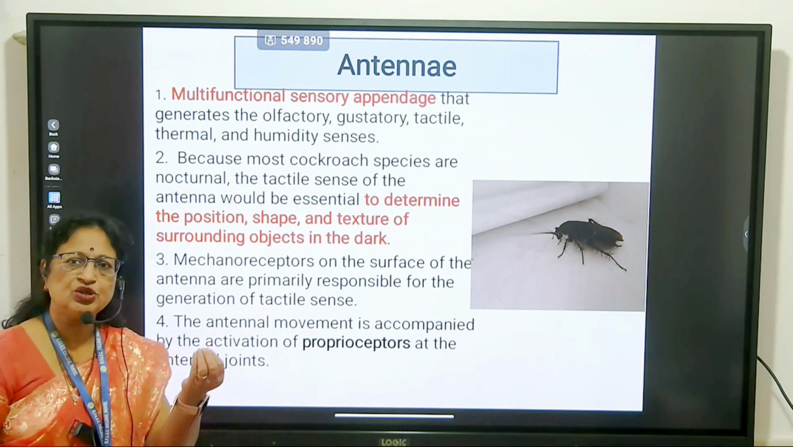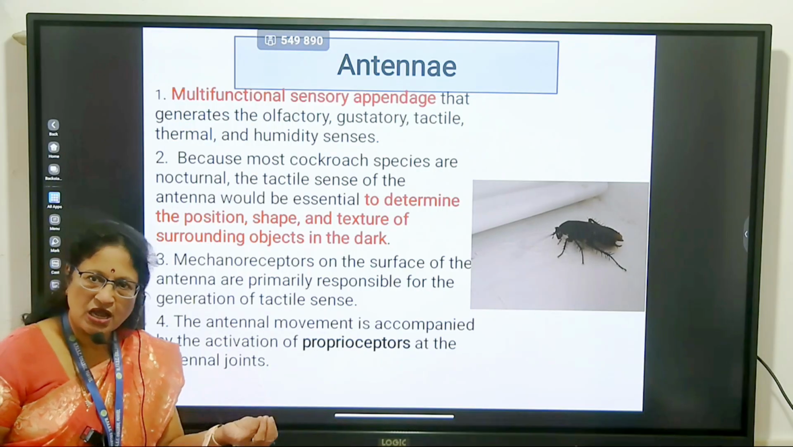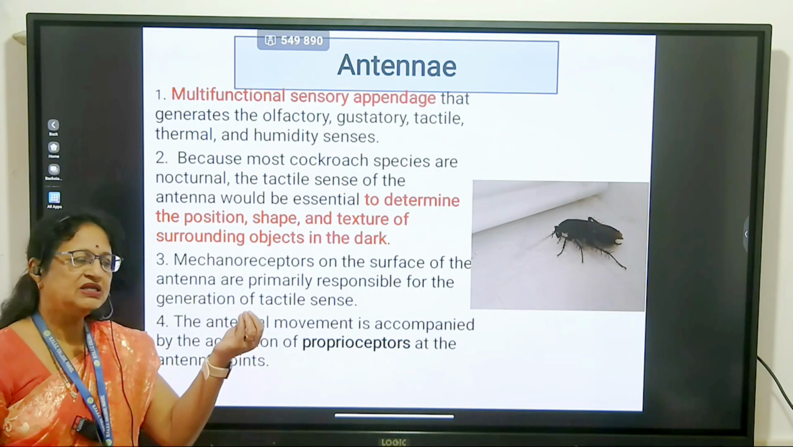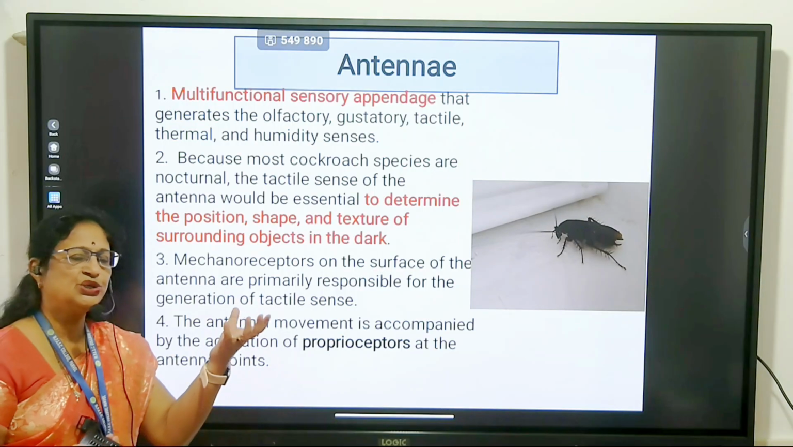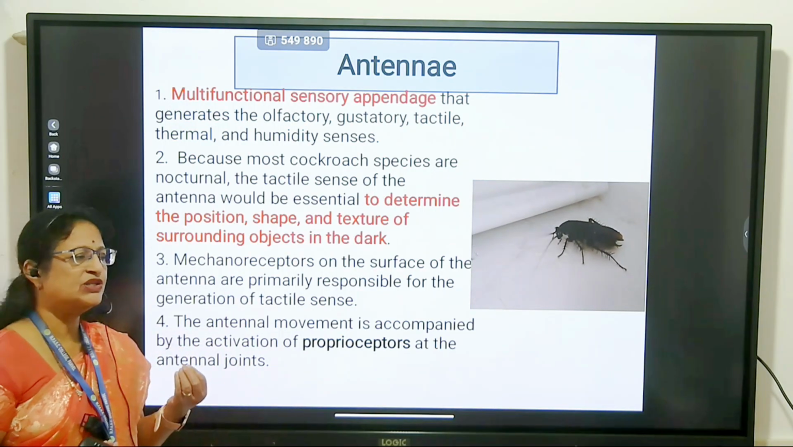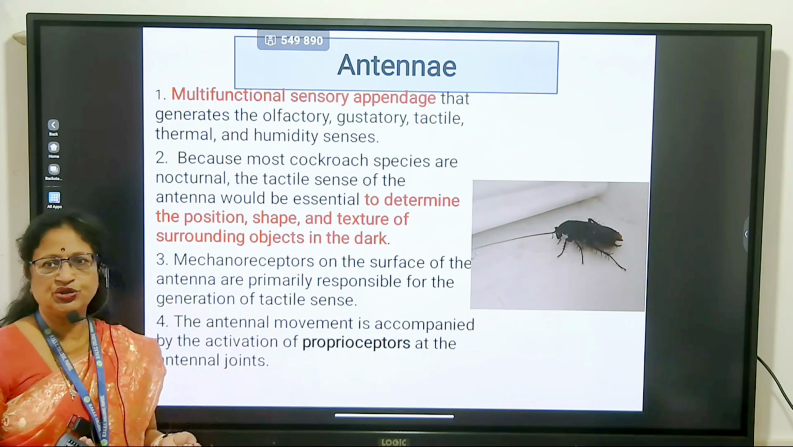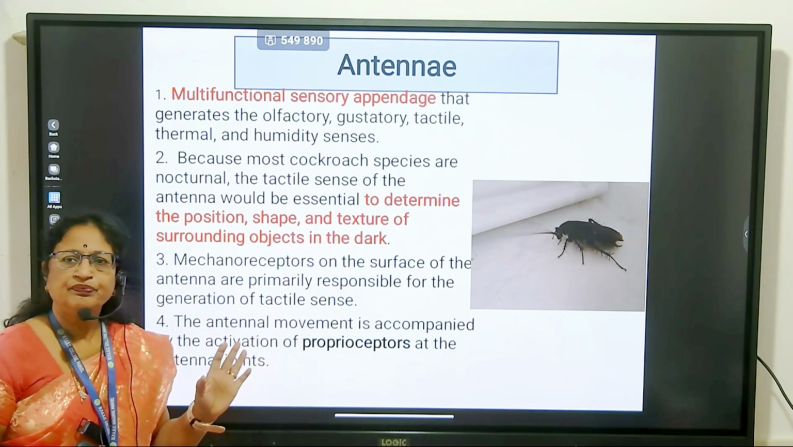Olfactory means sense of smell. Gustatory means sensation of taste. Then tactile means sensation of touch. Then thermal means sensation of temperature, and humidity means sensation of moisture. So it gives five different sensations.